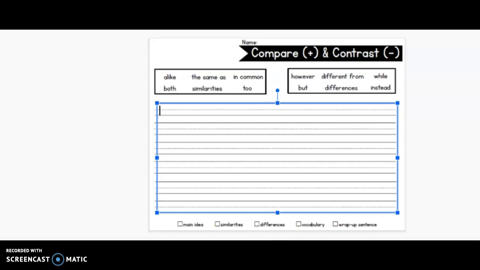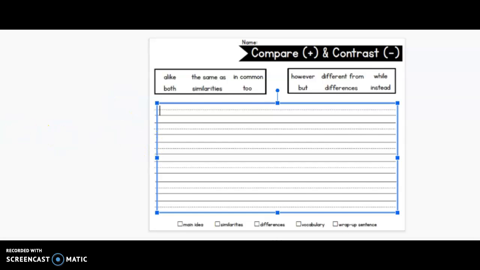Hi, second graders. Today we're going to be comparing and contrasting in writing. So if you look up at the top, there are two boxes. These boxes have the words that we are going to try to use in our writing today. On this side are words that we would use if we're comparing two things that are the same. This box has words that we will use when we're comparing how things are different.